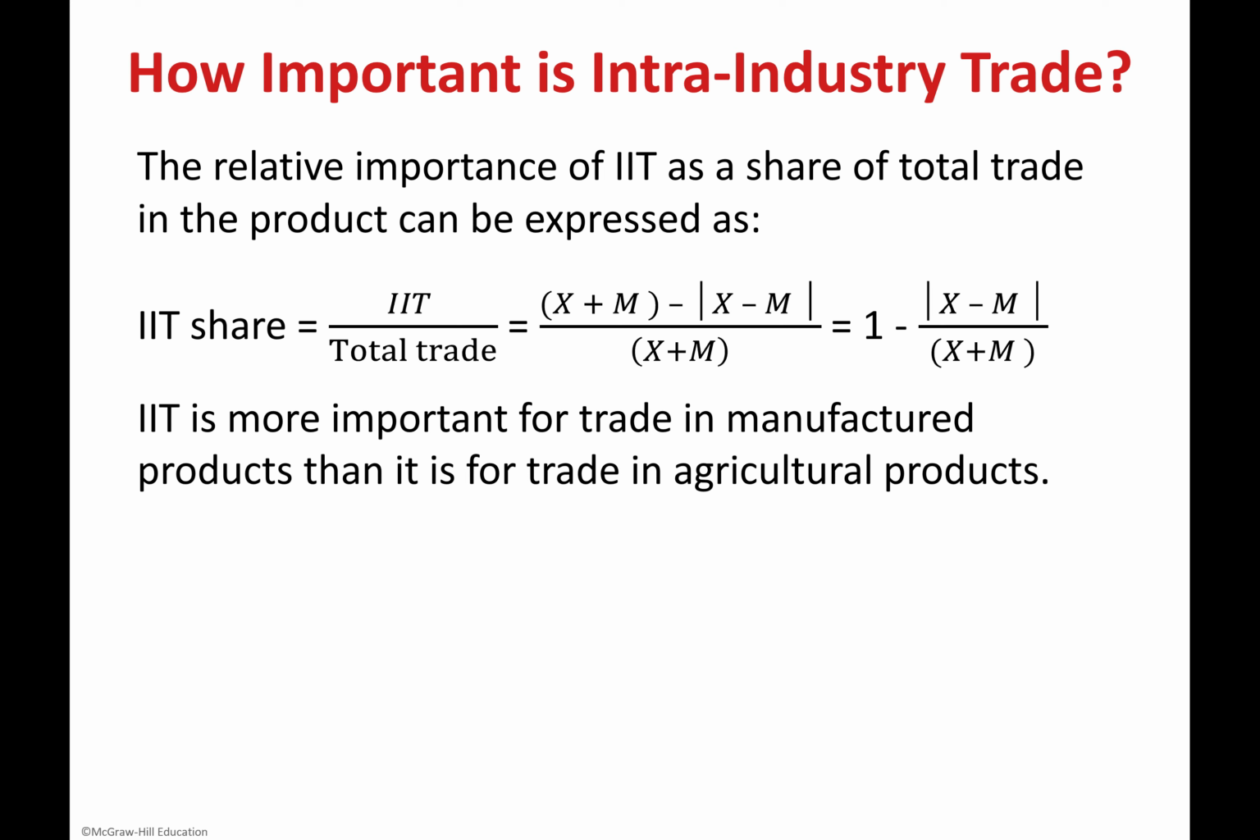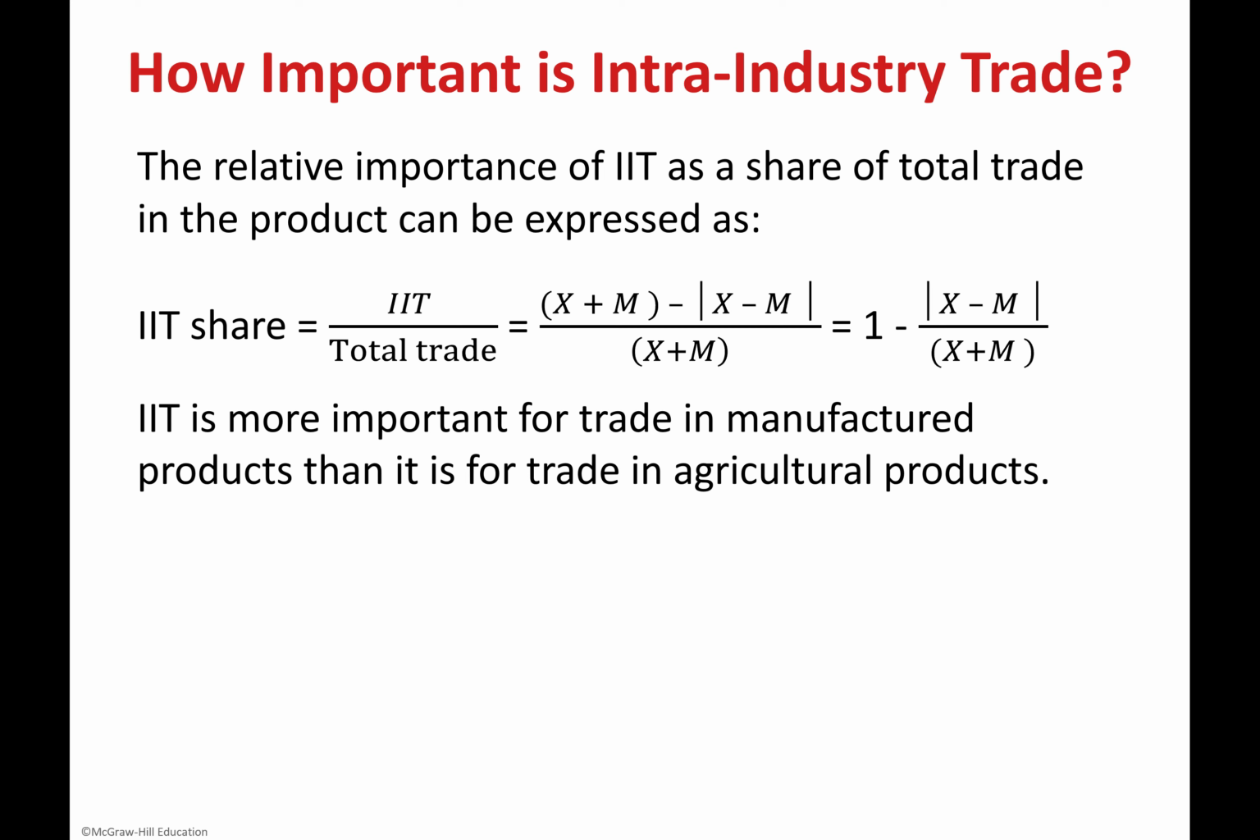So here the IIT share is the IIT, intra-industry trade, divided by total trade. So here it would be exports plus imports minus the absolute value of exports minus imports, over exports plus imports. And that equals mathematically 1 minus the absolute value of x minus m over x plus m.